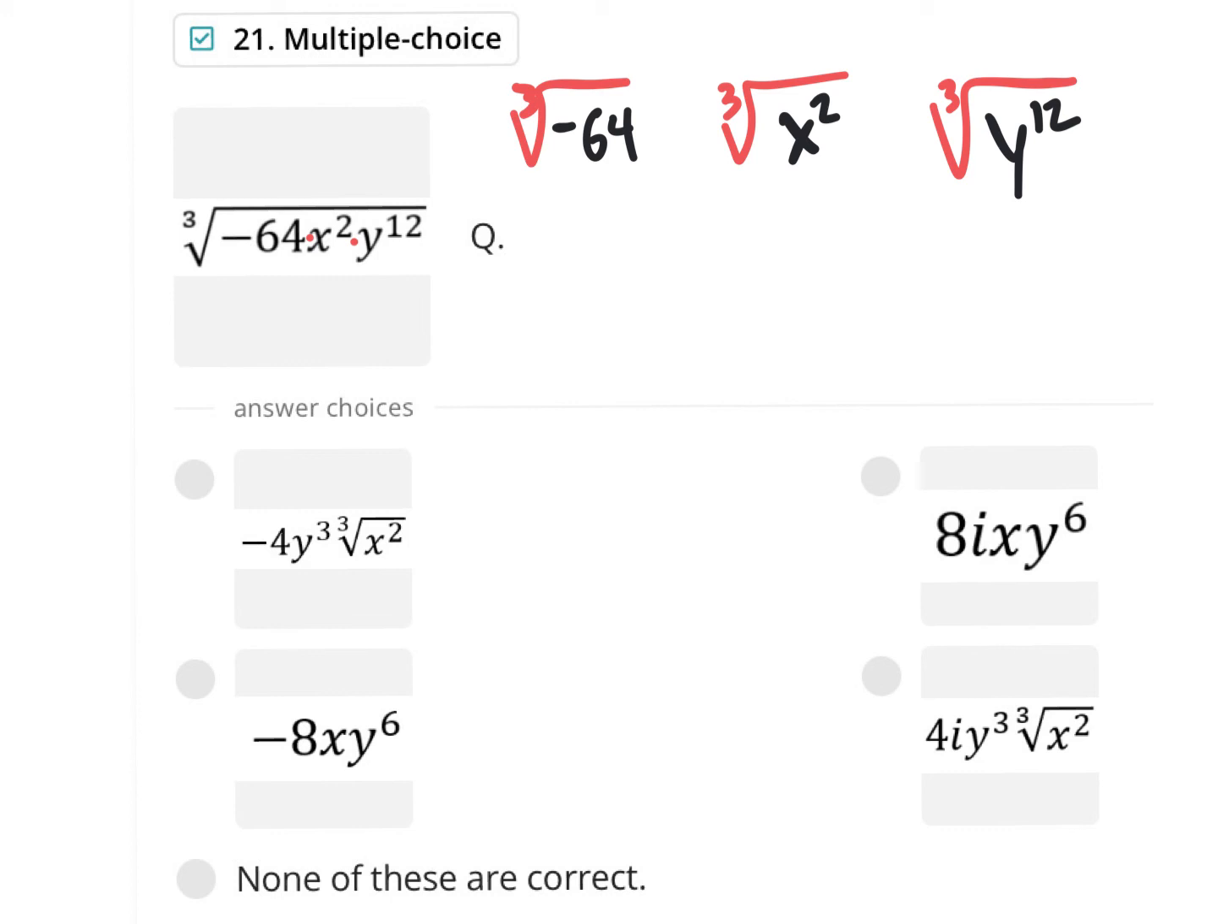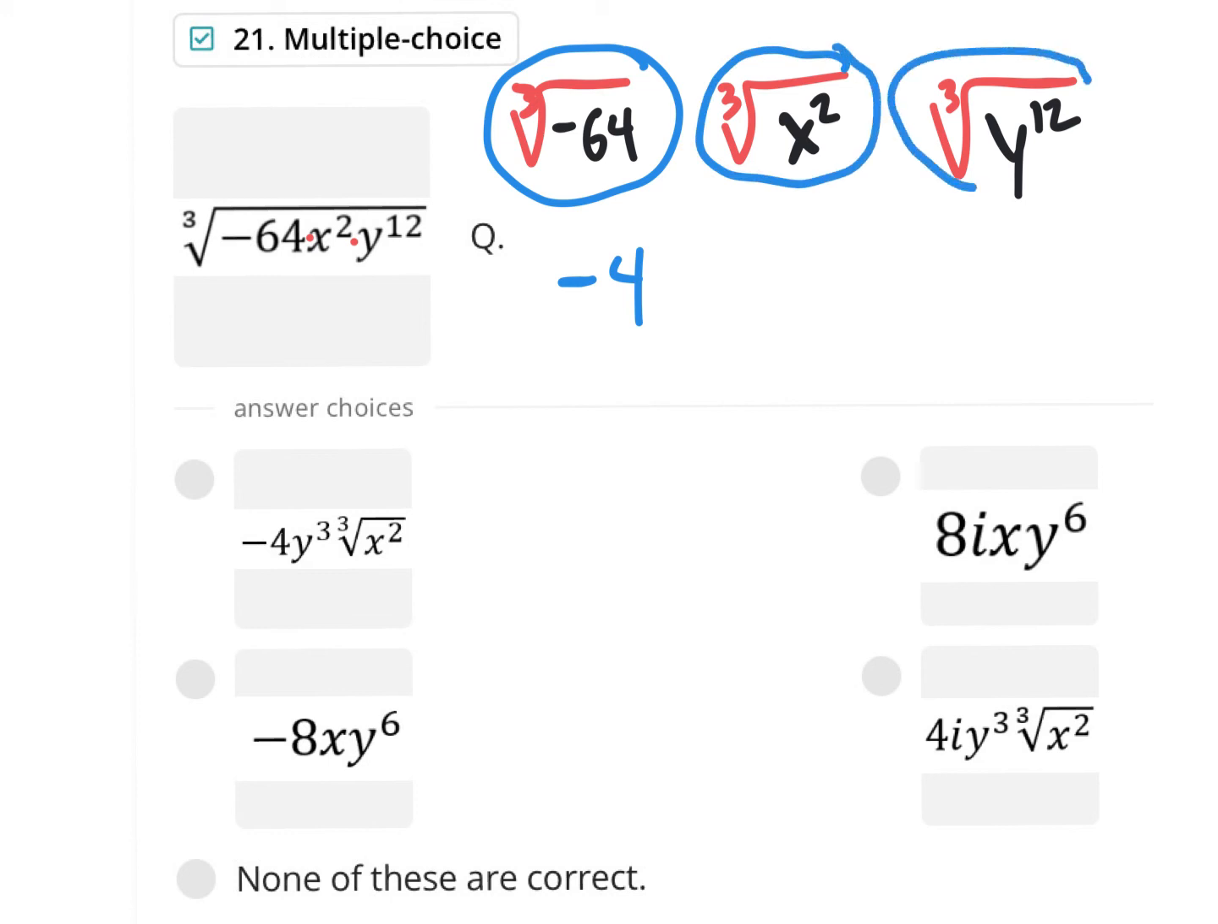Okay, so now let's actually do the cube root of negative 64. That's not 4i, that's actually negative 4. Remember, negative 4 times negative 4 is positive 16. Positive 16 times another negative 4 is negative 64. How about this next term right here? You can't do anything with that, so we're just going to save that and write it on our answer.